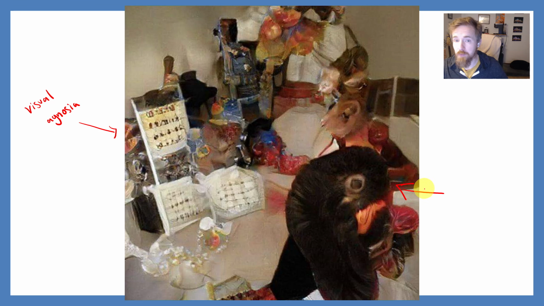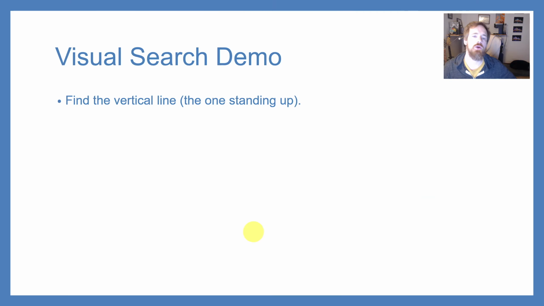All right, I just wanted to reshare that with you to get us thinking about that as we talk about object recognition. So as we talk about that, let's talk about how we study it. I wanted to walk through a visual search demo.